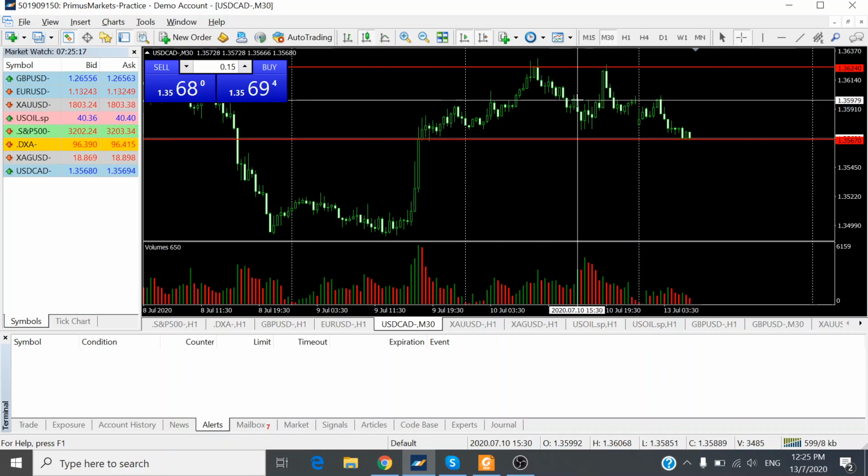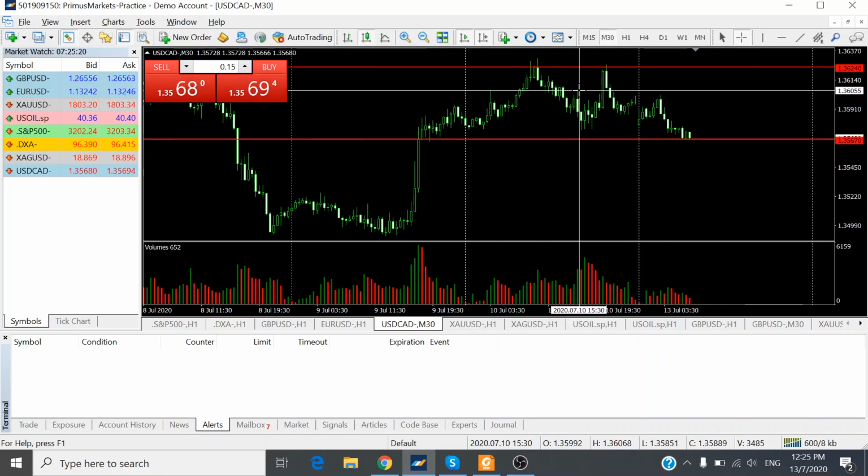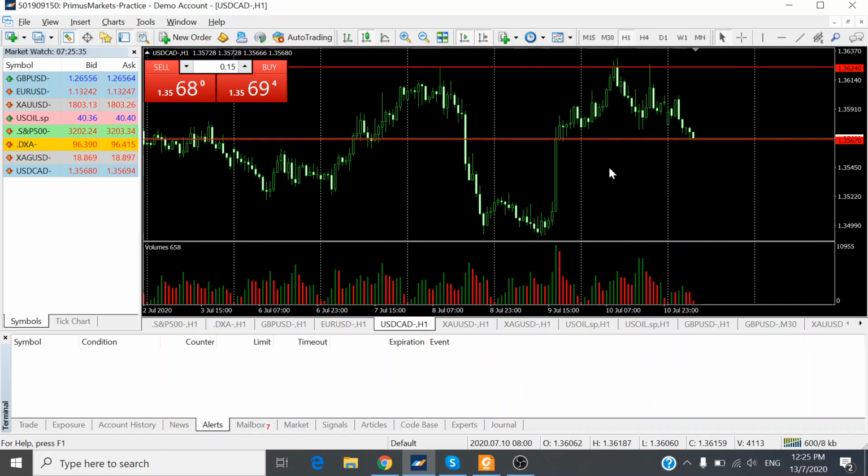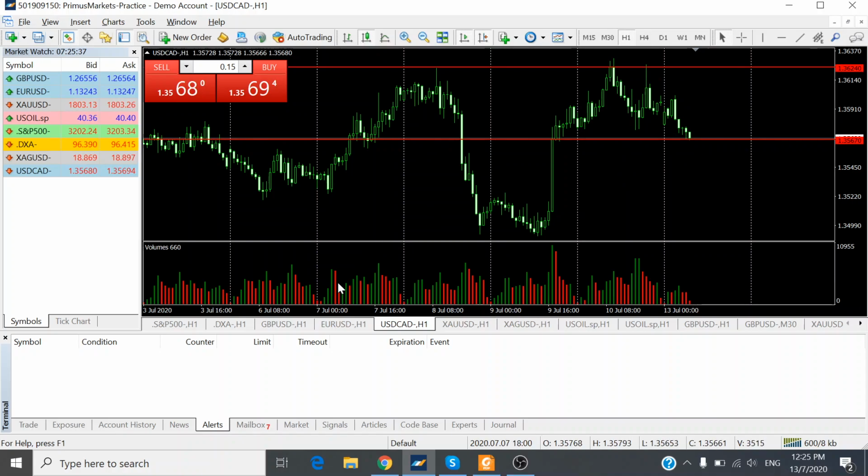On last Friday, as the positive announcement was made, the Canadian dollar strengthened. After that, the Canadian dollar weakened back and touched this resistance before continuing to consolidate. So this is for those who are trading the Canadian dollar.